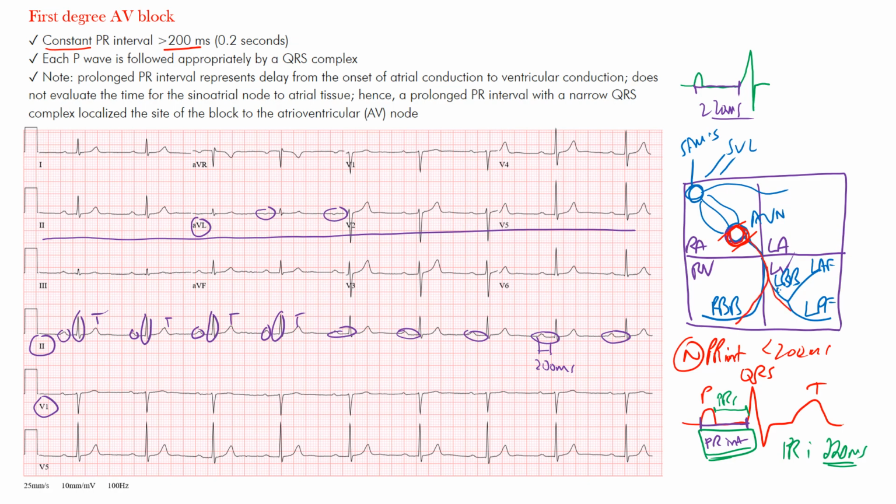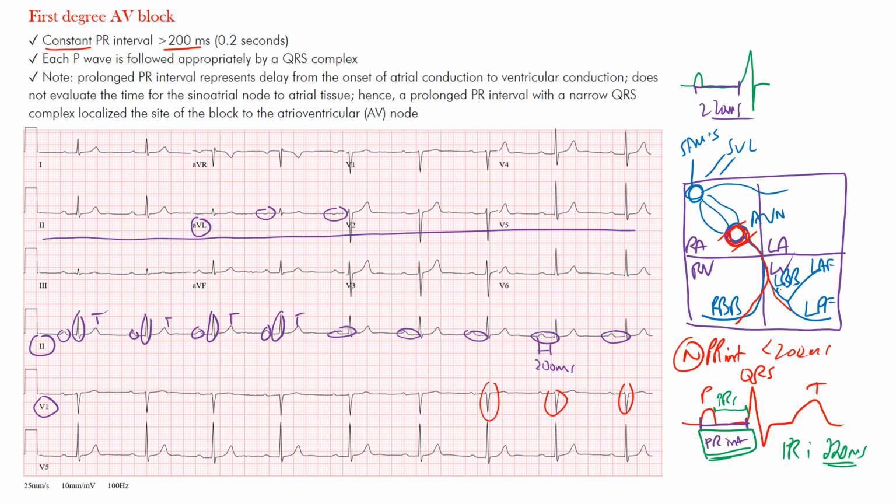So notice that the QRS complex will always be the same, okay, throughout. So what is causing this? Well, this could actually be a normal variant. In athletes, if they have an increase in vagal tone, this can cause it as it acts on that AV node to slow the conduction.